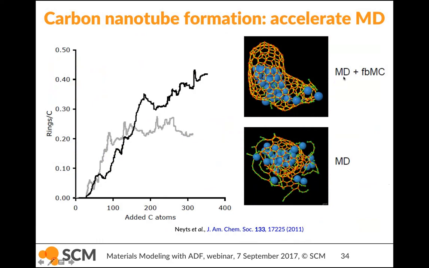Whereas if you do molecular dynamics alternating with this force bias Monte Carlo, you can run at lower temperatures and still see reactions happening. You actually start forming a carbon nanotube that is a little bit more in sync with what you see experimentally. So you get much larger number of carbon atoms per ring.